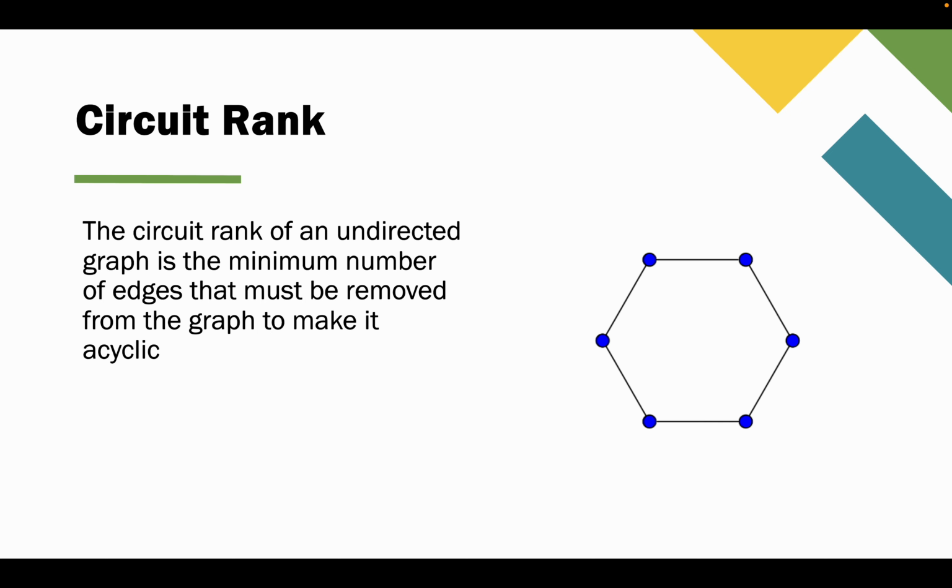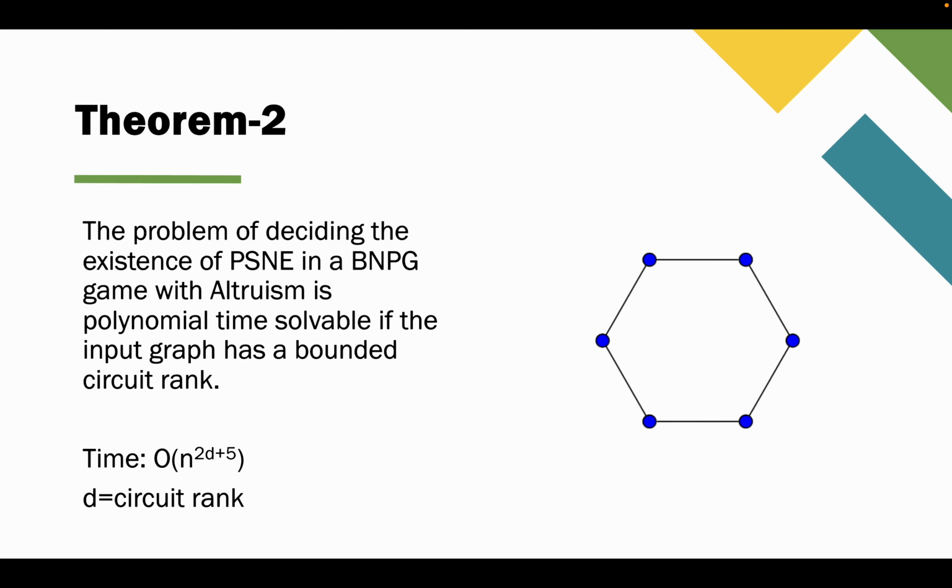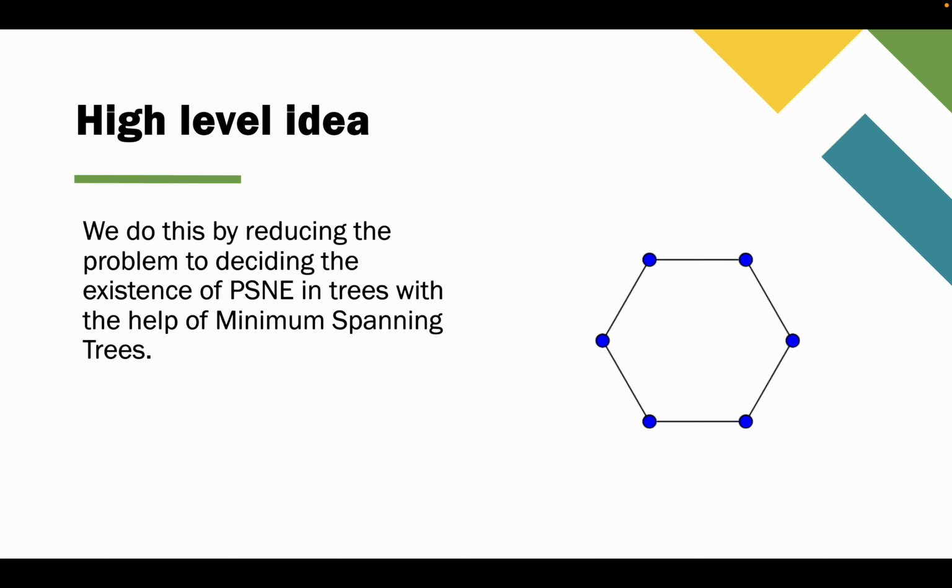Next, we look at something called circuit rank. The circuit rank of an undirected graph is the minimum number of edges that must be removed from the graph to make it acyclic. So if the circuit rank is bounded, then the problem of deciding the existence of PSNE can again be decided in polynomial time. The key idea is to reduce this problem to the problem of deciding the existence of PSNE in certain trees, and we can do this with the help of minimum spanning trees.